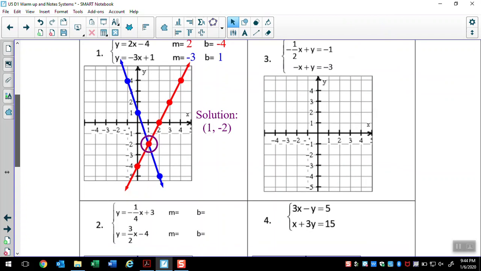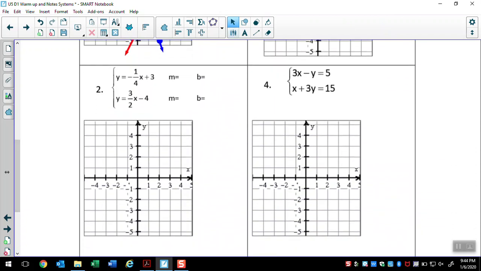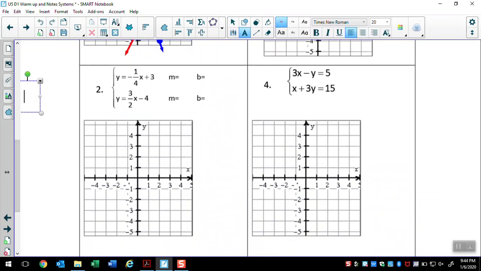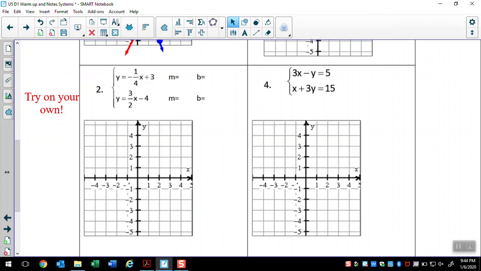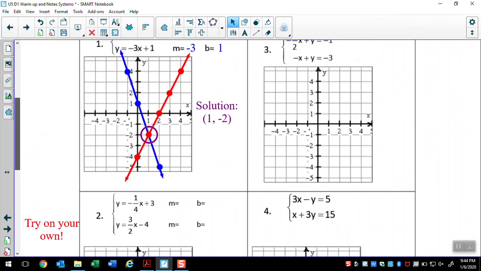All right, I want you to come down here to number 2, and I want you to try this one on your own. Go ahead and pause your computer or your video now. Okay, hopefully you're able to get those two graphed. We'll check those in class next time.